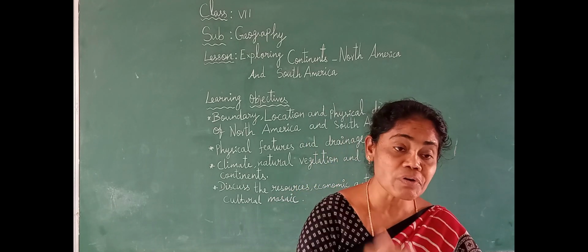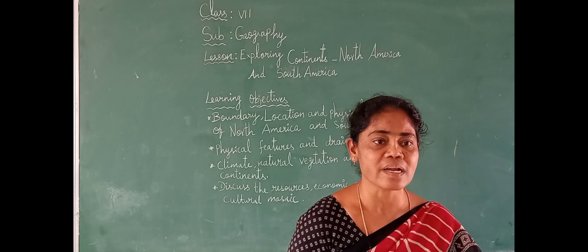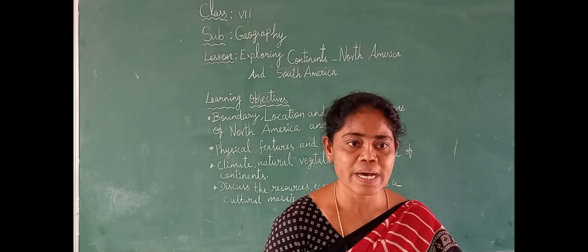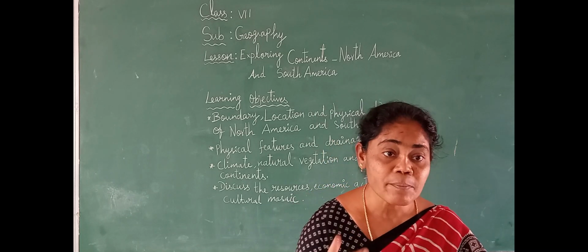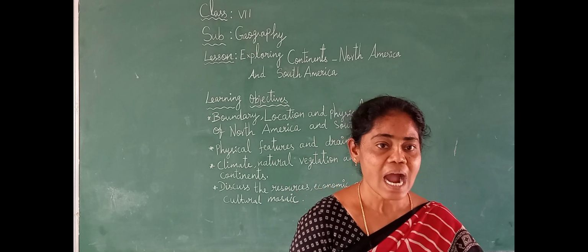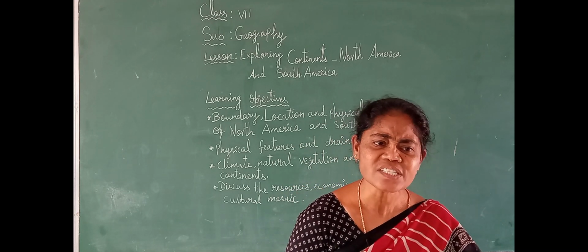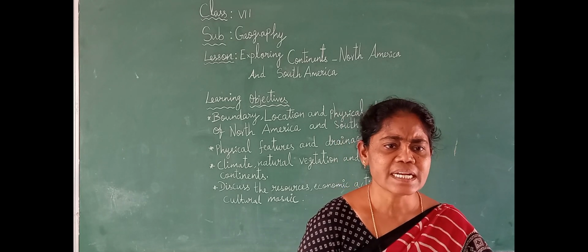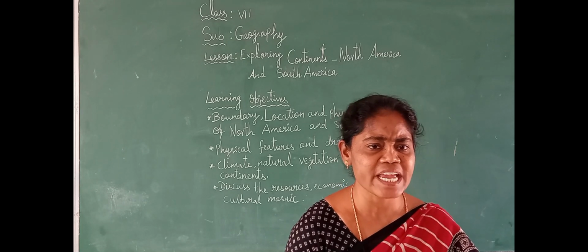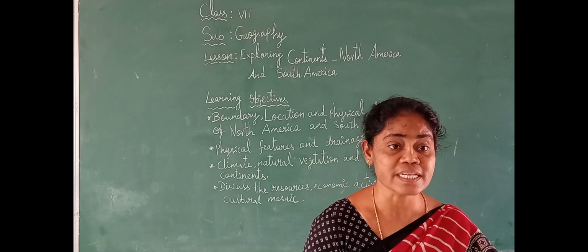Next we will see the flora and fauna of the Amazon forest in South America. Flora: rubber, mahogany, ebony, logwood, Brazil nuts and cinchona. Next fauna: we can see monkeys, snakes, crocodiles, parrots, anacondas and the like.